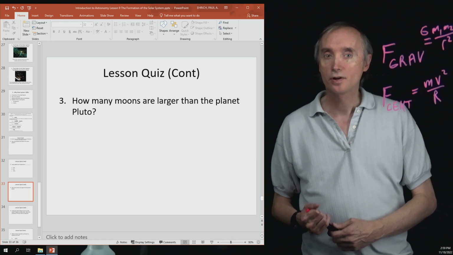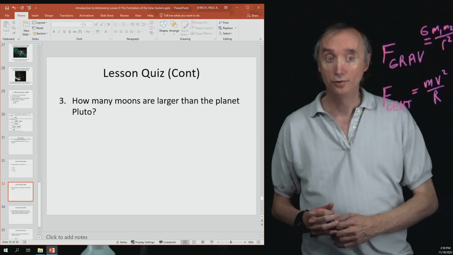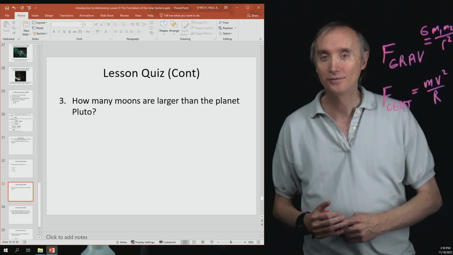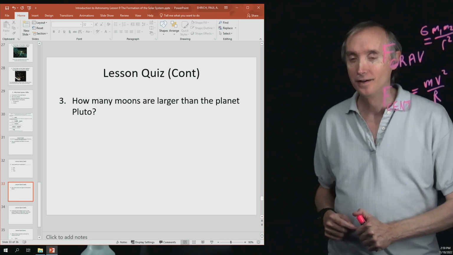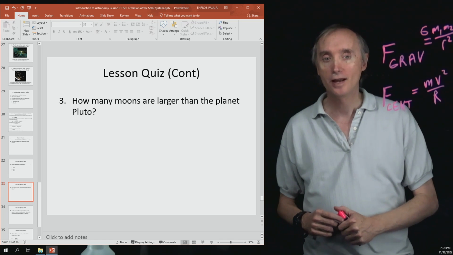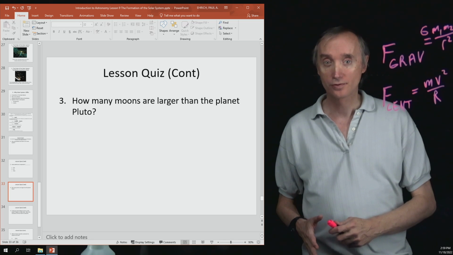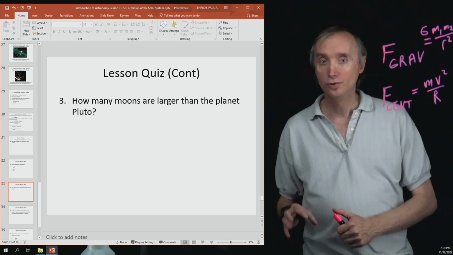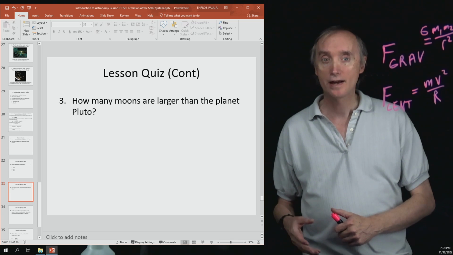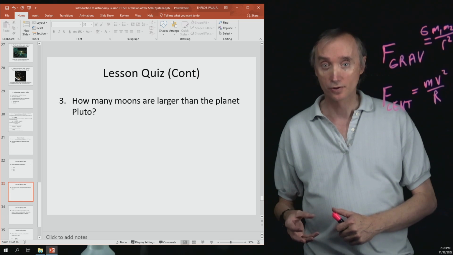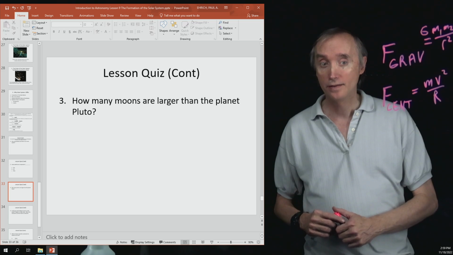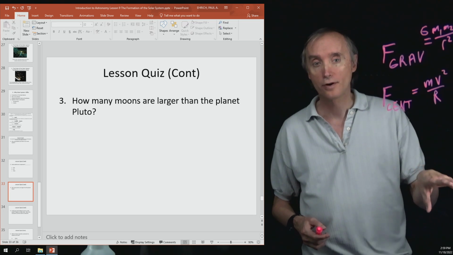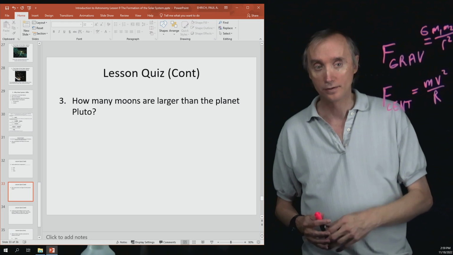How many moons are larger than the planet Pluto? The answer is a lot. If you go back to that one picture that shows the various planets and moons in our solar system, you'll notice that quite a few of the moons of Jupiter and of Saturn are actually larger than Pluto. And there's also probably some of those other objects further out than Pluto that are bigger than Pluto.